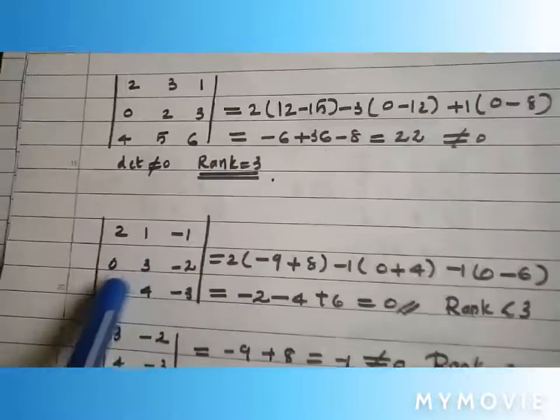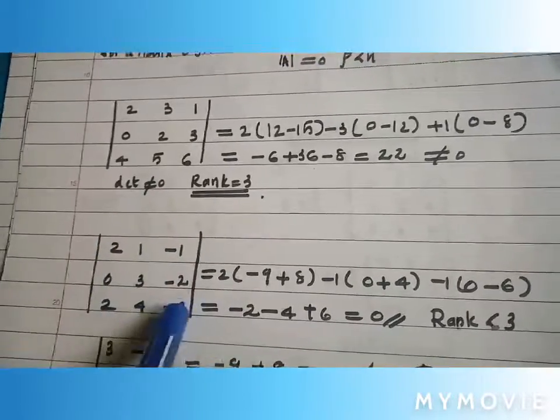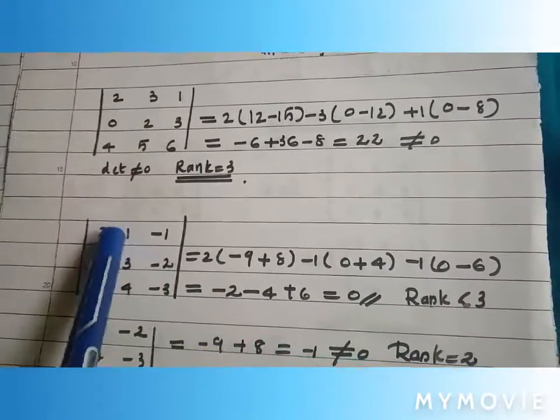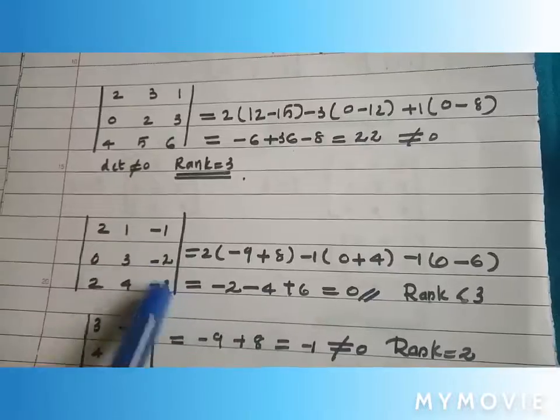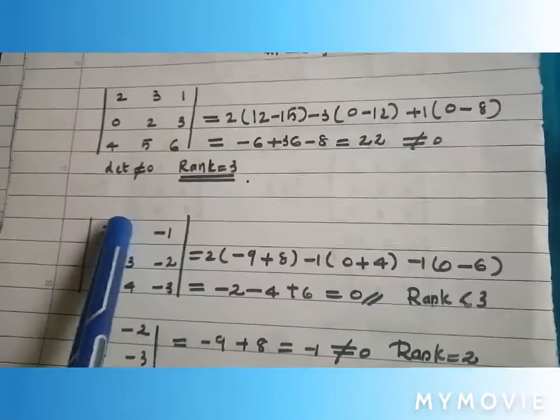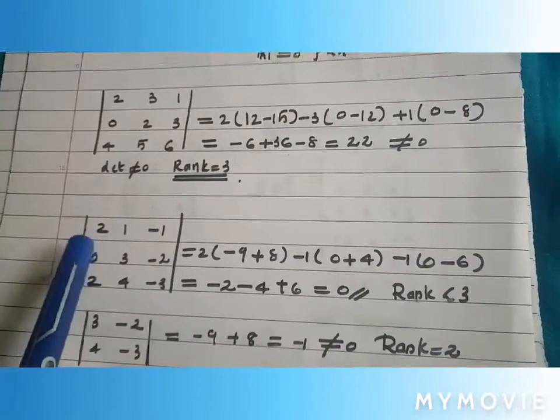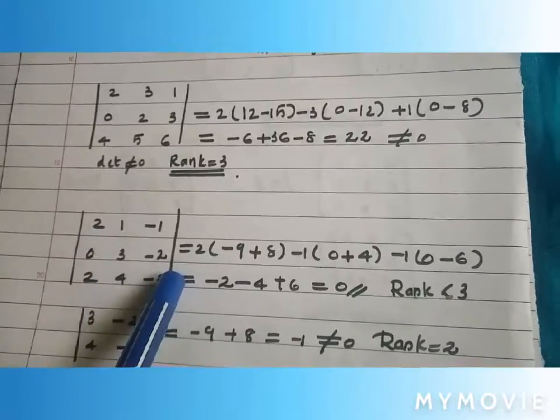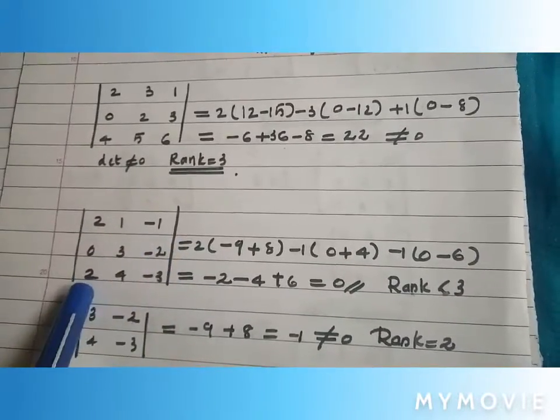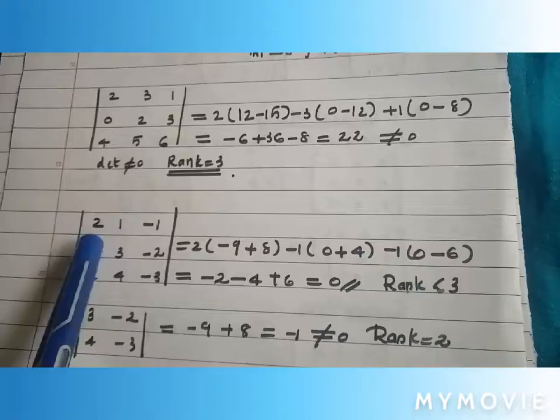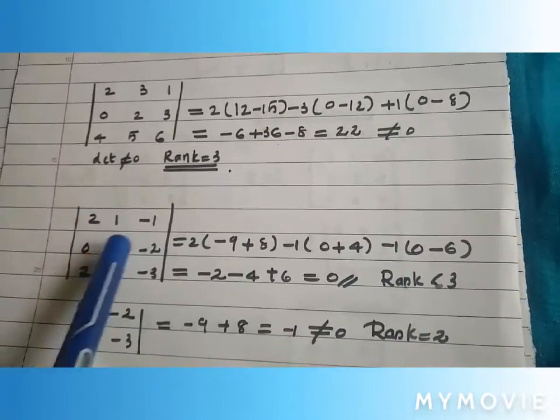Consider another square matrix in which we find the determinant by 2 into (3 into minus 3 minus 4 into minus 2) minus 1 into (0 into minus 3 minus 2 into 2) minus 1 into (0 into 4 minus 2 into 3).